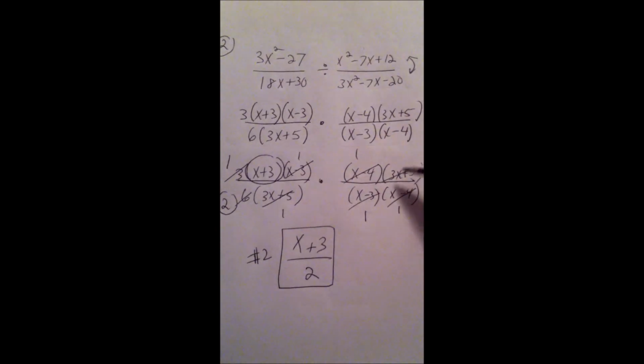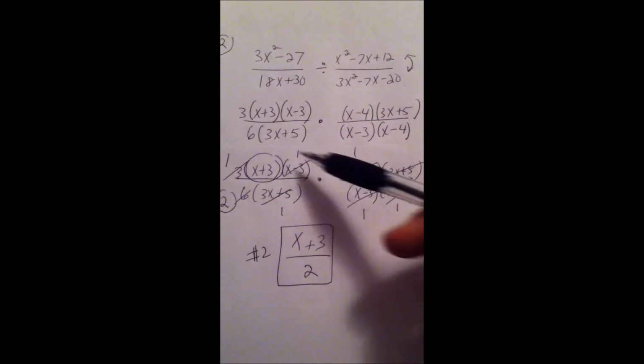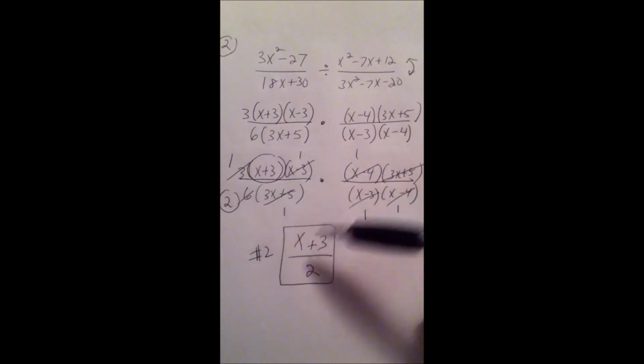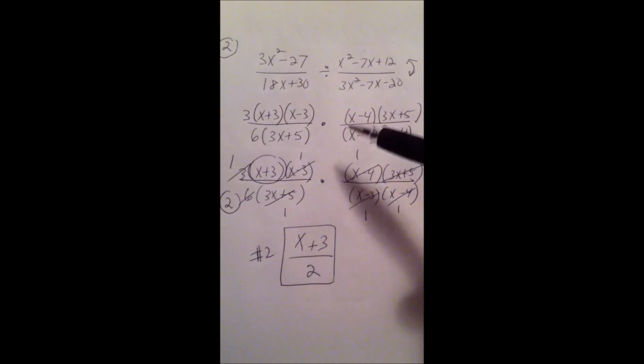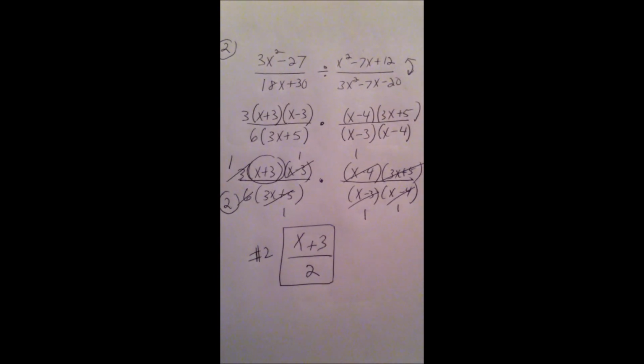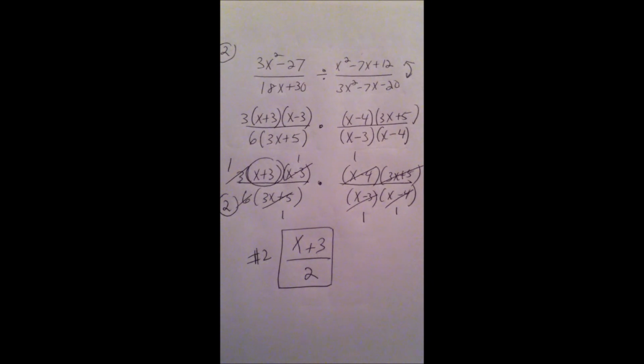A pair of x minus 3s, a pair of x minus 4s, and a pair of 3x plus 5s. Circle that stuff so you don't forget it. Multiply top across, bottom across, and we're left with the answer here. Once again, this could be checked with mock substitution, something like x is 3 or something like that. As a part 1, it could have been done with mock substitution.